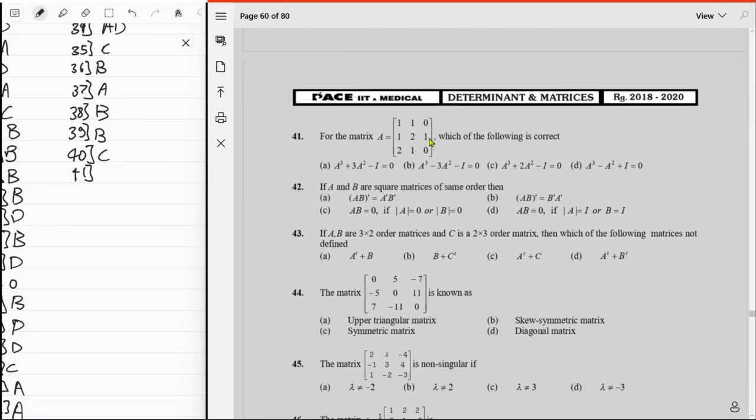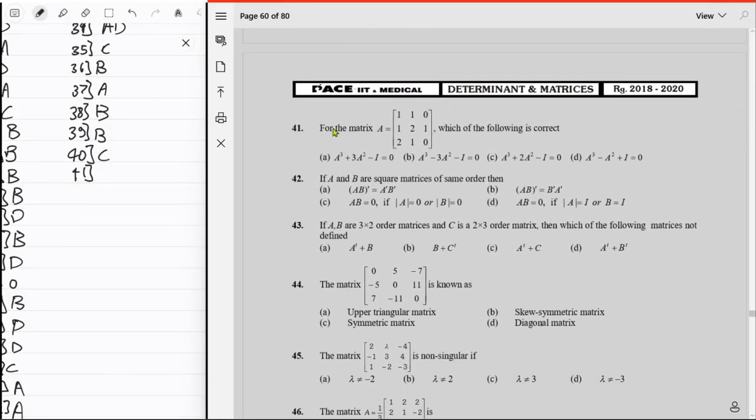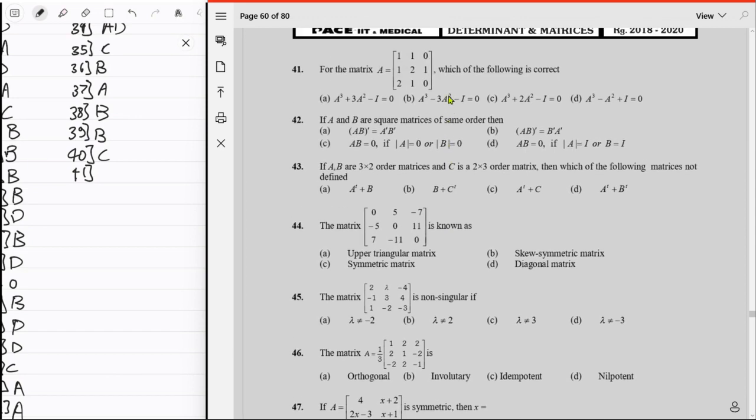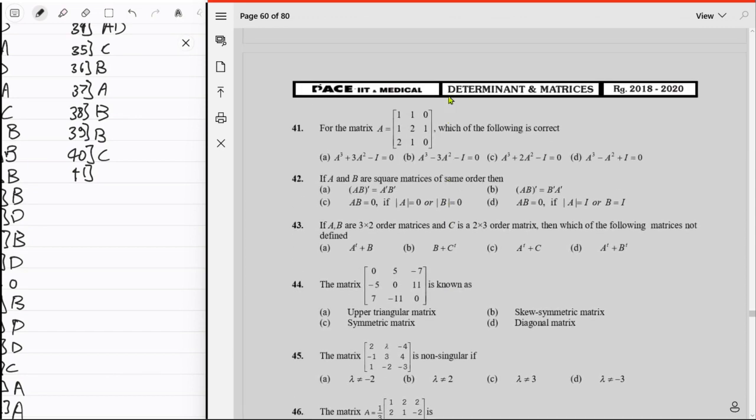All right, let's just do the last 15 questions. Okay, for this matrix, the following is correct: A cube plus... All right, so there's a theorem that says... first of all, we figure out eigenvalues, or you could diagonalize the matrix itself, but there is a lot of work. I guess we'll just figure out the eigenvalues.